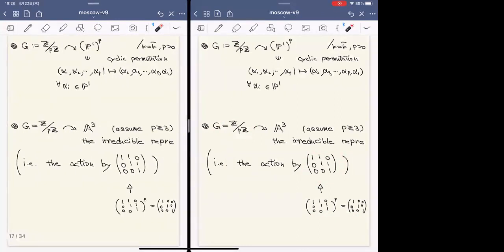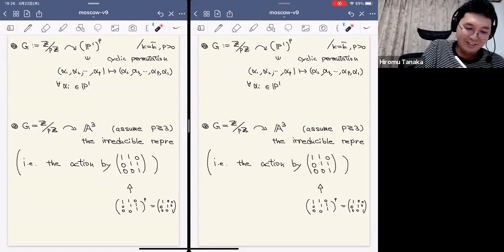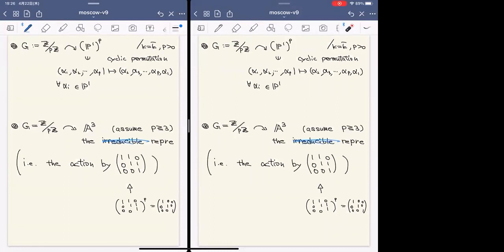Did you mean indecomposable? I mean, because you have a fixed vector. Okay, sorry for that. Sorry. Yeah. Okay, so sorry, thank you.